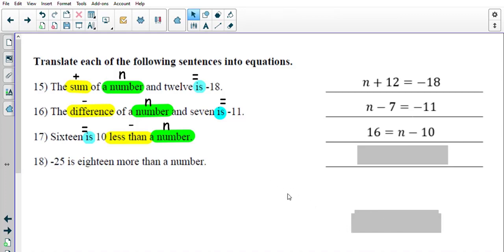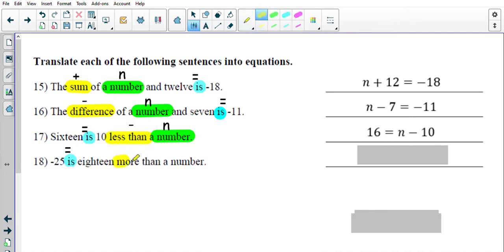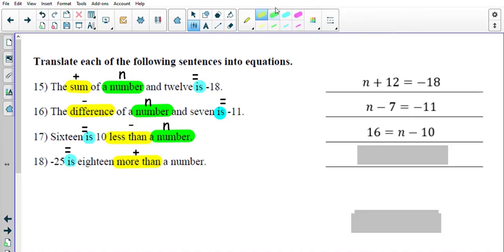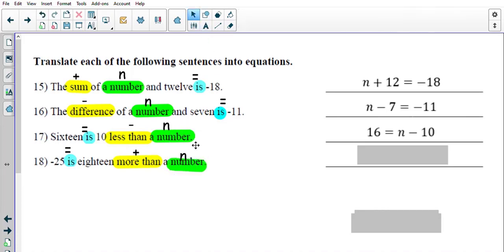Finally, number 18, negative 25 is 18 more than a number. Remember, the word is represents our equal sign. The phrase more than is going to represent addition for us. These are phrases we've seen before. A number, again, represents our unknown in this case, so the variable n. So we're going to write this as negative 25 equals 18 plus n.